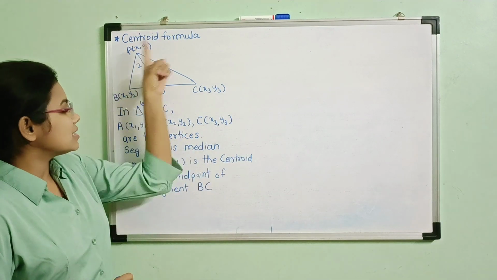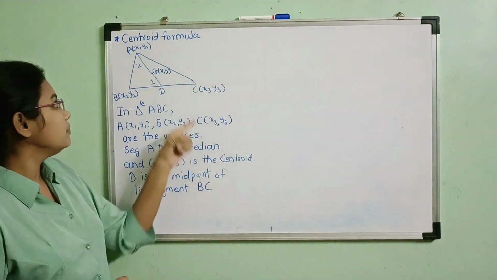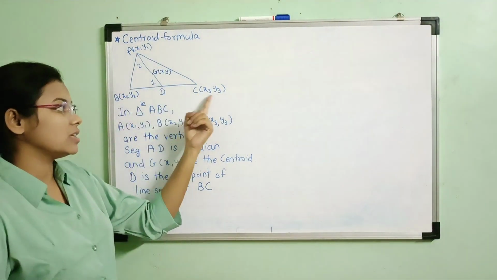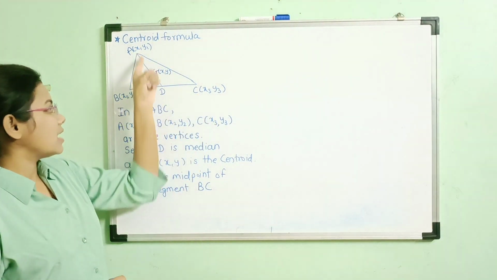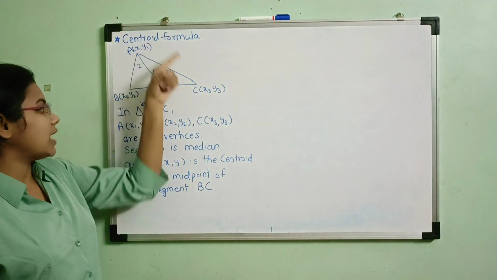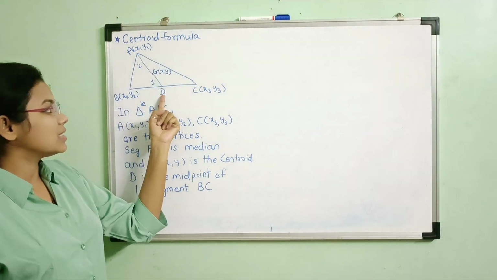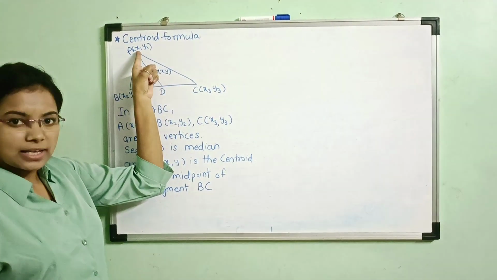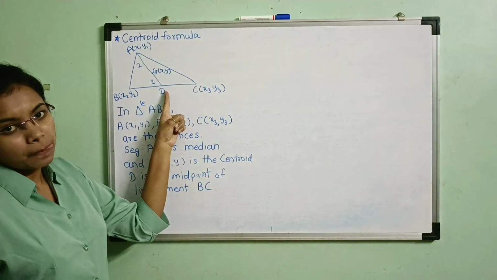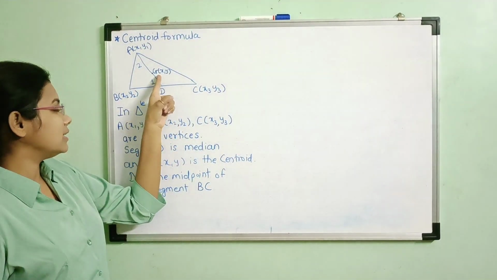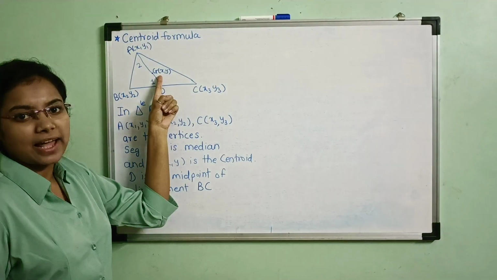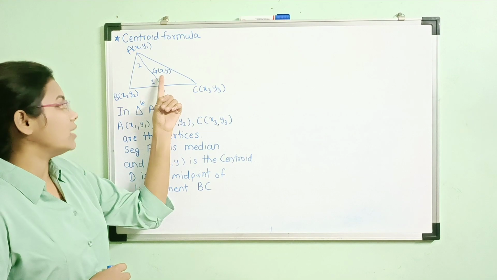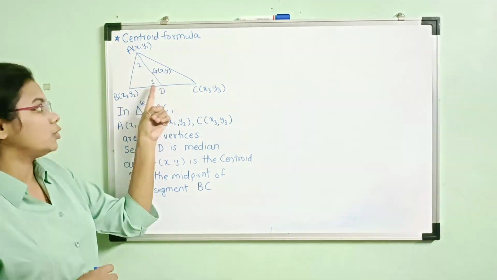Okay, now just consider this triangle ABC with A having coordinates x1 y1, B with coordinates x2 y2, and C with x3 y3. And this AD is the median of triangle ABC. Then obviously D is the midpoint of BC, because the median connects the vertex of a triangle to the midpoint of the opposite side. And this G is the centroid of the triangle, the point of concurrence of all three medians. And G divides the median in the ratio 2:1.